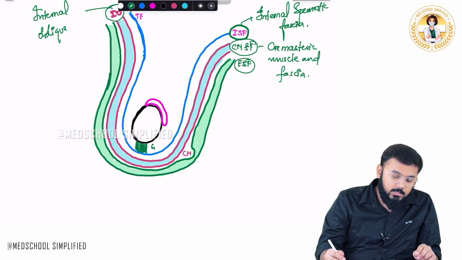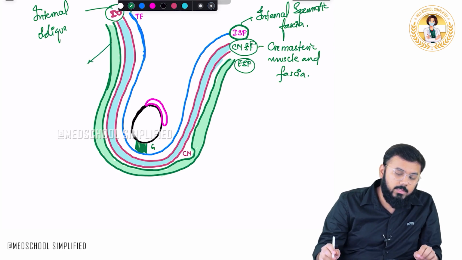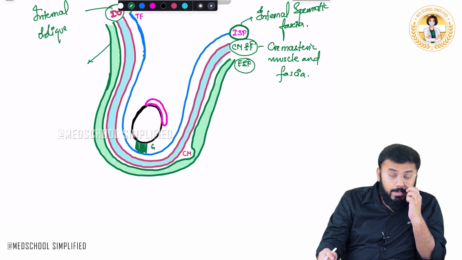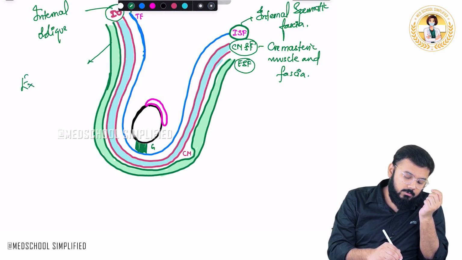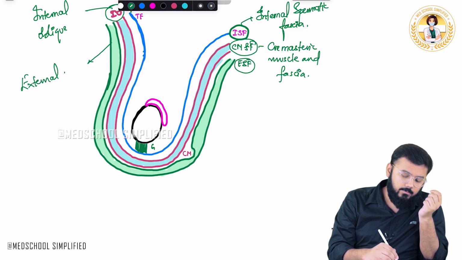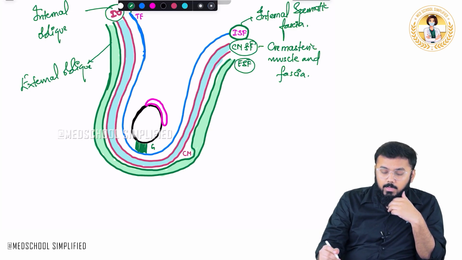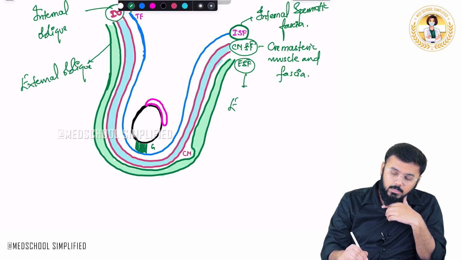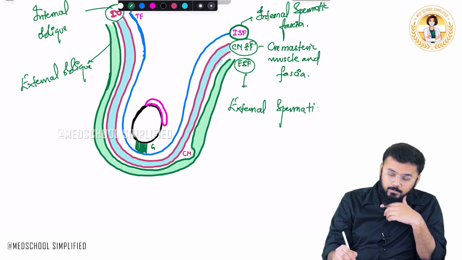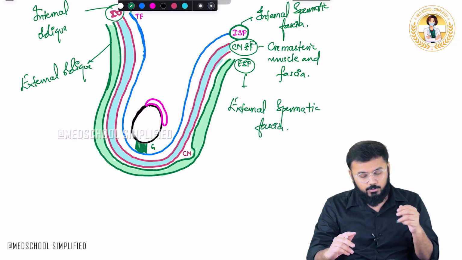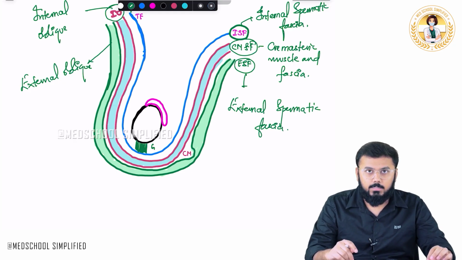And finally, the last important thing you have got is your external oblique muscle. External oblique muscle is transforming into what? External spermatic fascia. So these are the layers which you need to know, which are surrounding the testis.